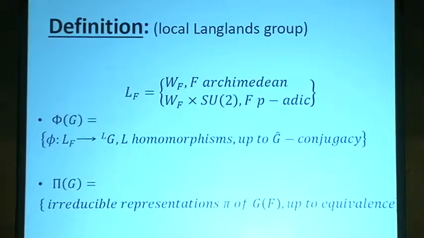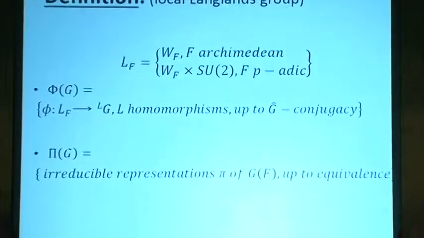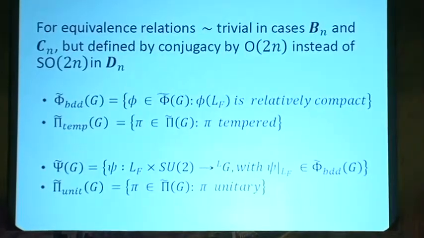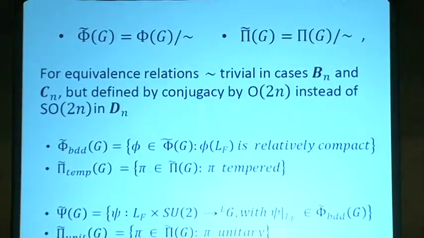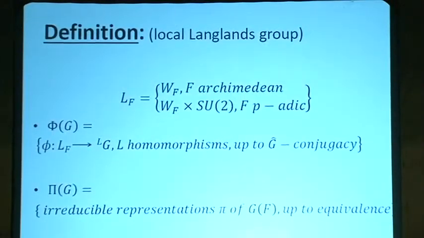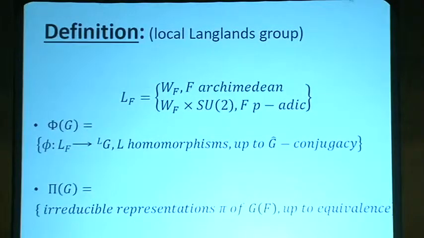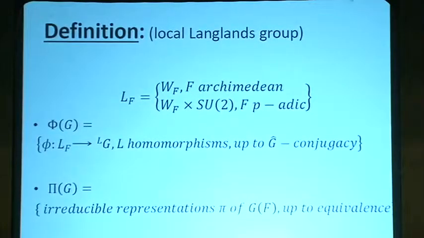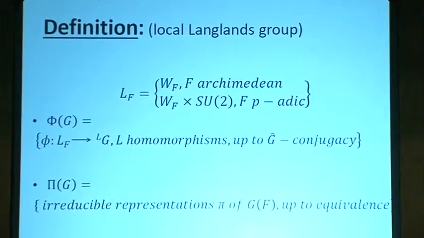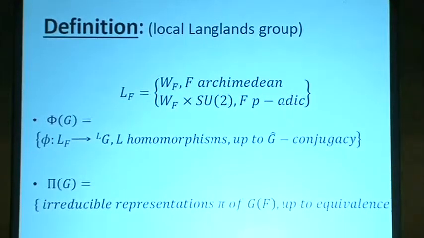into G sub L. I haven't defined G sub L. If G is split, which is what we have been assuming, then G_L is just the dual group, G hat, taken up to G hat conjugacy. And then Π of G is the set of irreducible representations π of G of F up to equivalence. All right, now there are various variants of these two things. So the idea is that representations of G of F, this local group, should be, roughly speaking, parameterized by these.